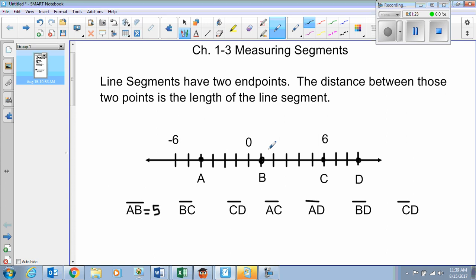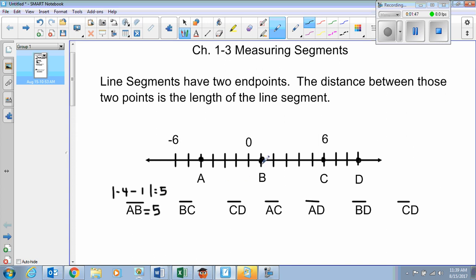Another way to do that is B is located at 1, A is located at -4. If we subtract those, the difference between -4 and +1, we get -5. But distance is always positive, so the absolute value of that also equals 5. But in my opinion, it's much easier to just count.